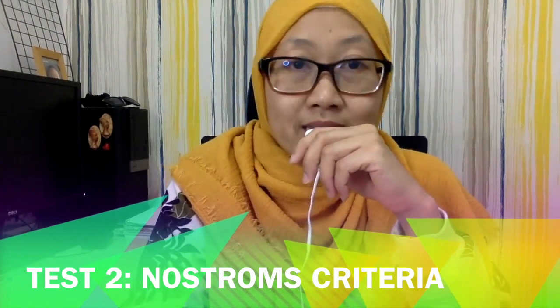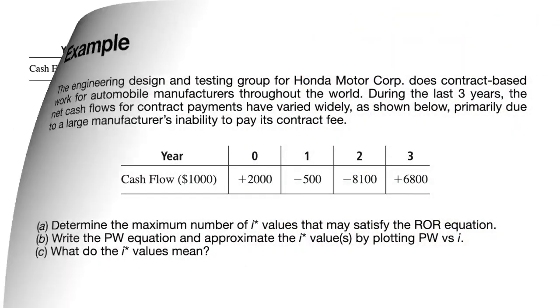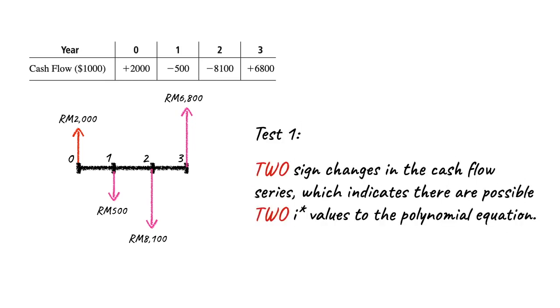Okay, so let's look at an example. Let's draw the cash flow diagram based on the given table. Observe for any sign changes. Sign changes means the cash flow changes from positive to negative, or from negative to positive value. So as you can see, there is one sign change from year 0 to year 1, and another sign change from year 2 to year 3. So in total, there are two sign changes in this cash flow. According to the first test, we can say that two possible values of interest rate or rate of return exist in this situation.